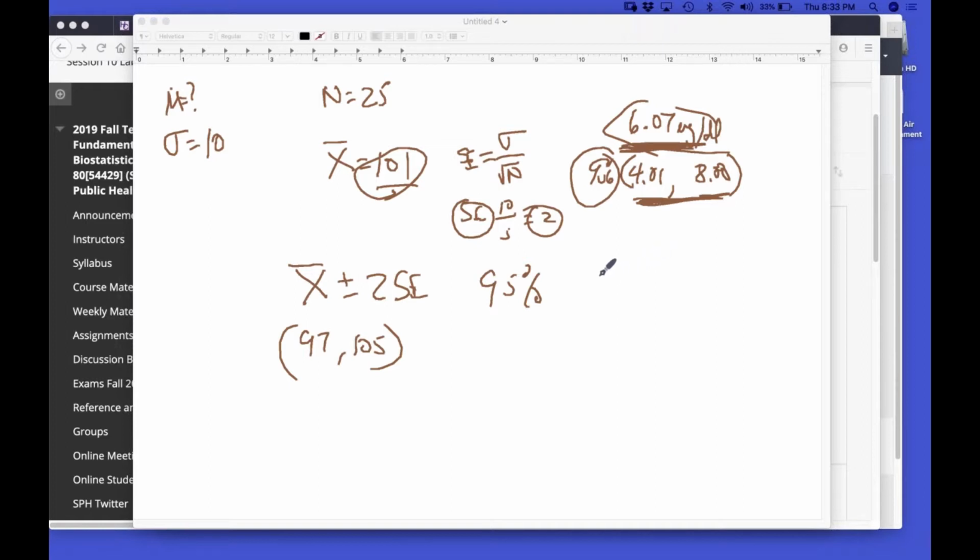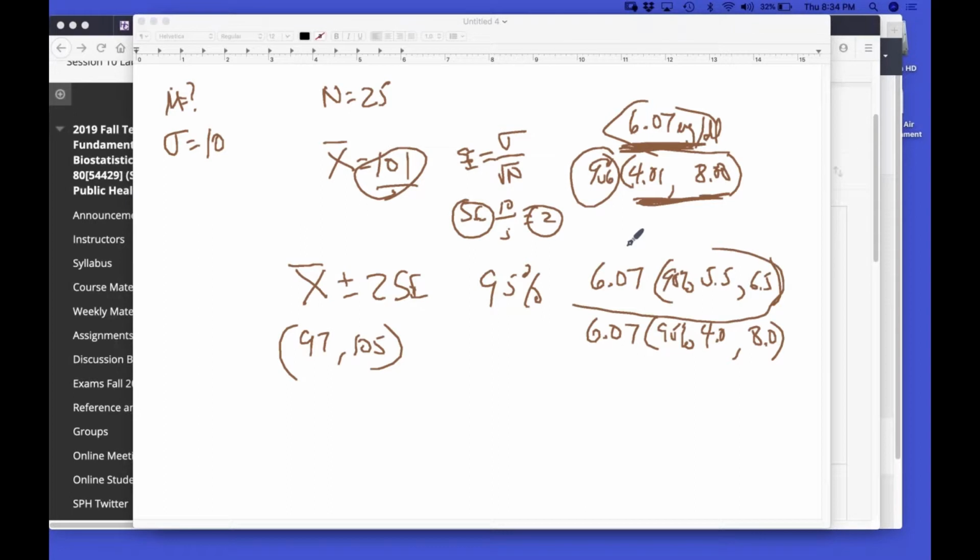So for instance, if I told you that the mean was 6.07 with a 95% confidence interval of 5.5 to 6.5, or I gave you 6.07 with a 95% confidence interval of 4.0 to 8.0, which of those 2 would you prefer? The top one, because that tells you that your sample size and the variability of the information are better. So if you're a researcher reading a study, you have more confidence in this 6.07 than in that 6.07. When the confidence interval is narrower, it's more precise, and you can have confidence that it's within this smaller area.